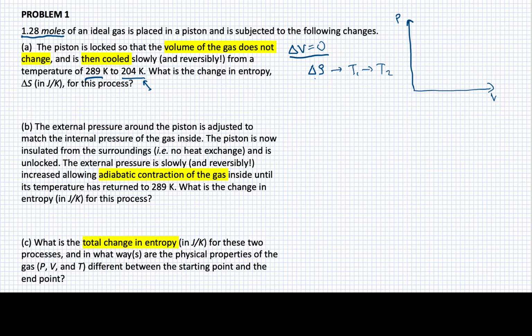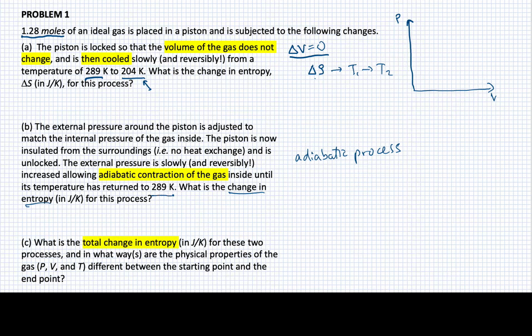In the second part, the external pressure is adjusted to match the internal pressure of this gas, and you're now going to insulate it from the surroundings. So you're going to slowly and reversibly increase the pressure so that you have an adiabatic contraction. I want you to think about what an adiabatic process implies. How do you calculate things for an adiabatic process? In particular, you're again going to be calculating the change of entropy.